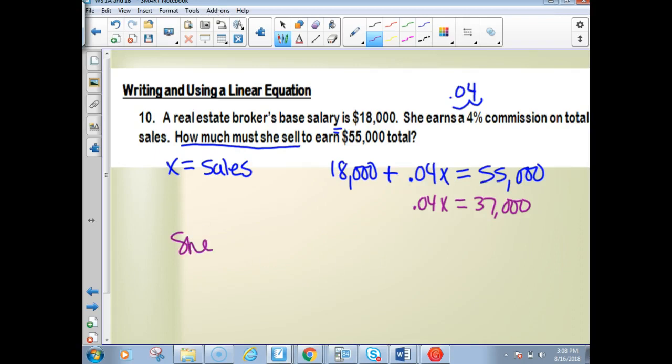So she must sell $925,000 worth. I want labels. A short little sentence is fine. And it needs to be labeled. If it's a word problem, it should be. If it's money, it's money. If it's people, it's people. If it's bugs, it's bugs.